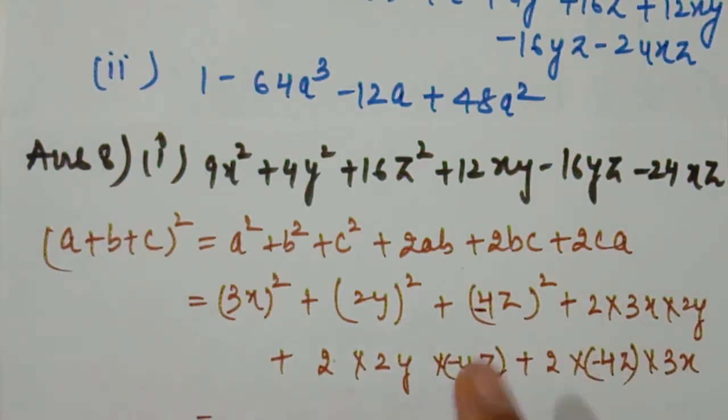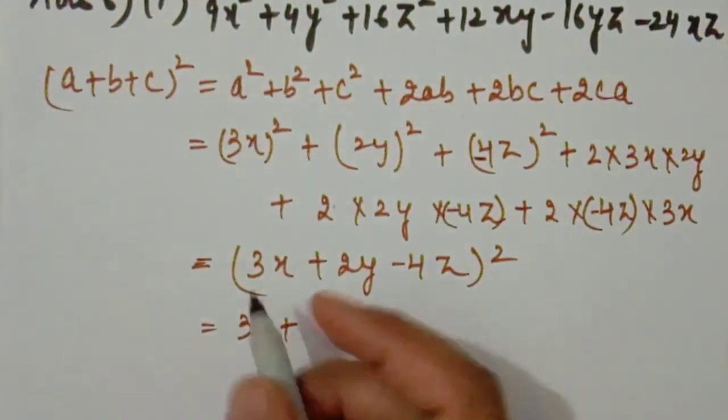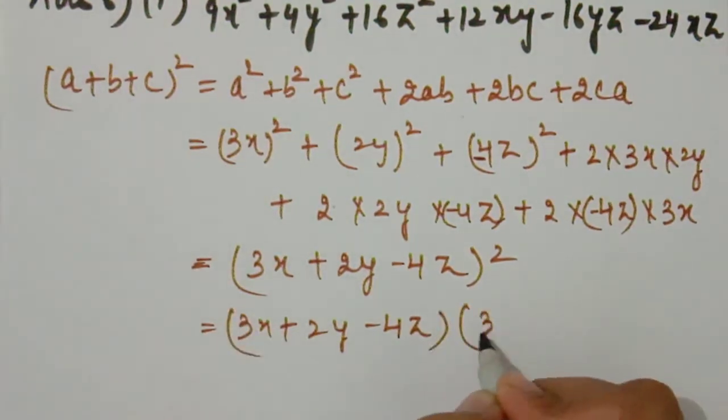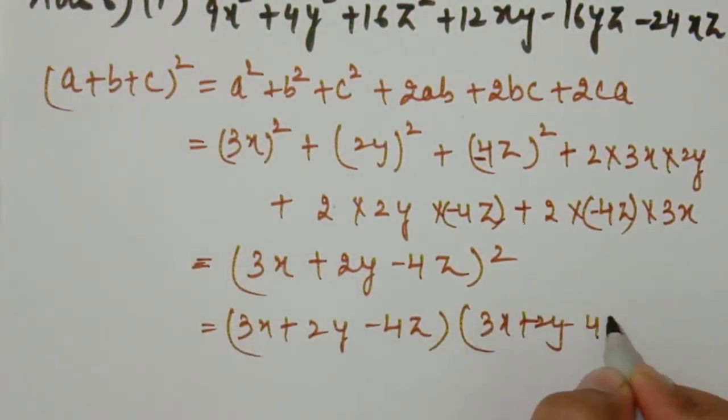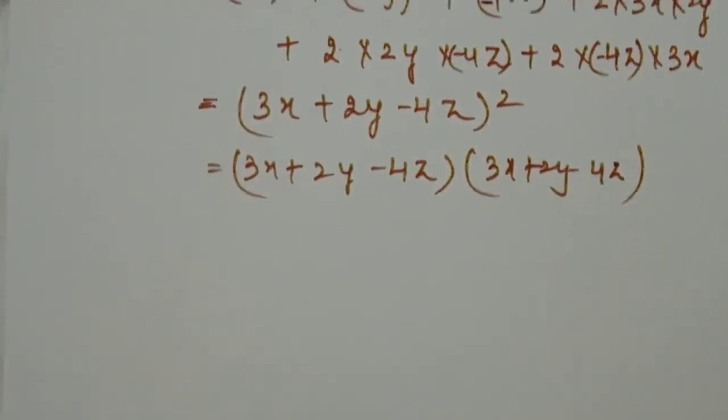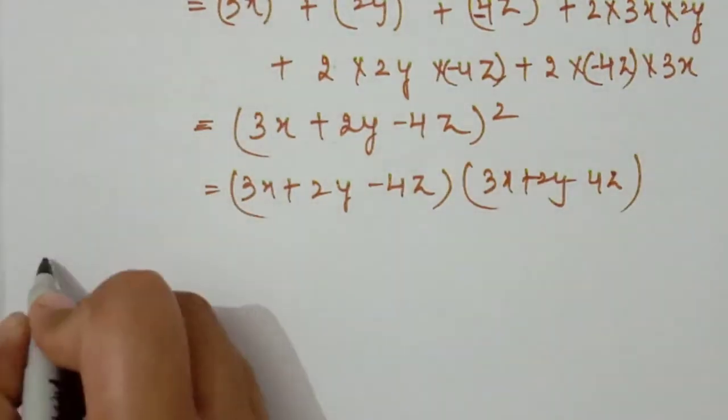So now it is a complete identity. We close like this. So a is 3x, then (2y minus 4z) whole square. So students, now we have whole square here. It means it repeats 2 times. So 2y minus 4z, then 3x plus 2y minus 4z. This is the factorization.